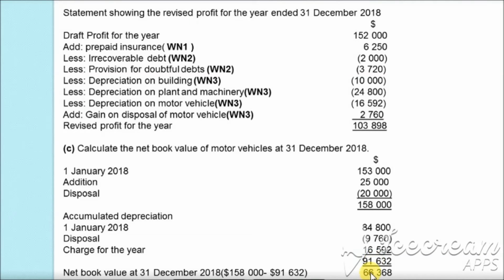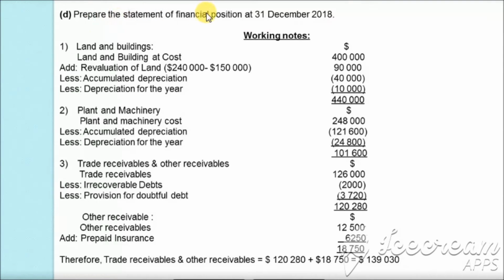So we get the total accumulated depreciation as $91,632. Now the net book value on 31st December 2018 will be the total cost value of motor vehicle, which is $158,000 minus the accumulated depreciation, which is $91,632. We get the net book value of motor vehicles on 31st December 2018 as $66,368. In the D bit of the question, we are asked to make the statement of the financial position at 31st December 2018. We are going to start with the working notes. We are going to start from the non-current assets, and the first one which we are going to calculate is for land and building.